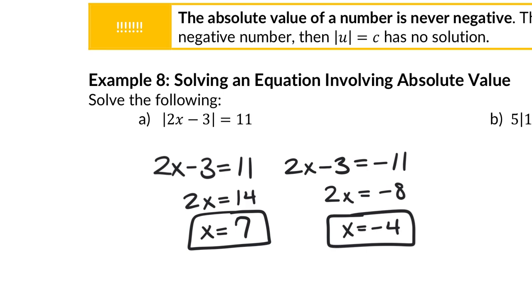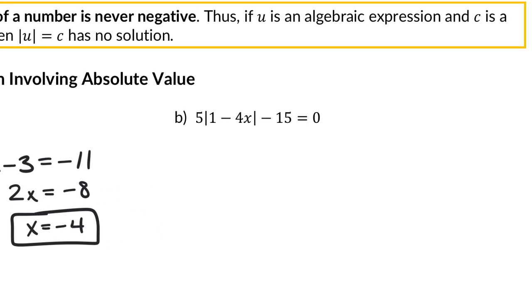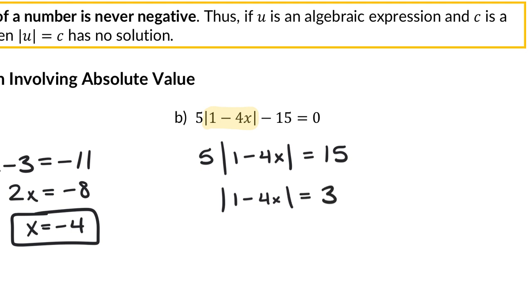Now, so that you see what an isolating step actually looks like, part B is not isolated. You see how these absolute value bars are not the only thing on their side of the equation? We do some algebra to isolate them first. What do I do? Plus 15. So I have 5 times the absolute value of 1 minus 4x this time equal to 15. Still not isolated. Divided by 5. So then I have absolute value of 1 minus 4x equal to 3.